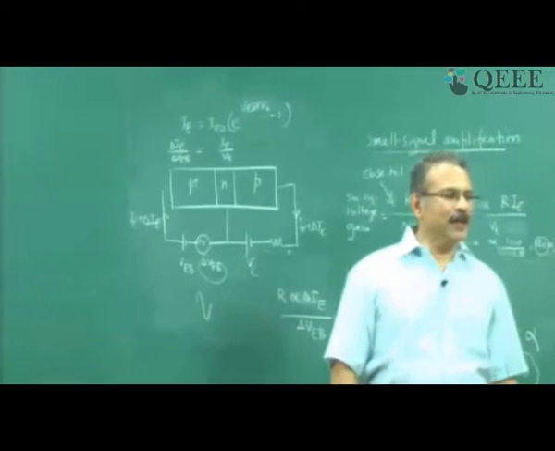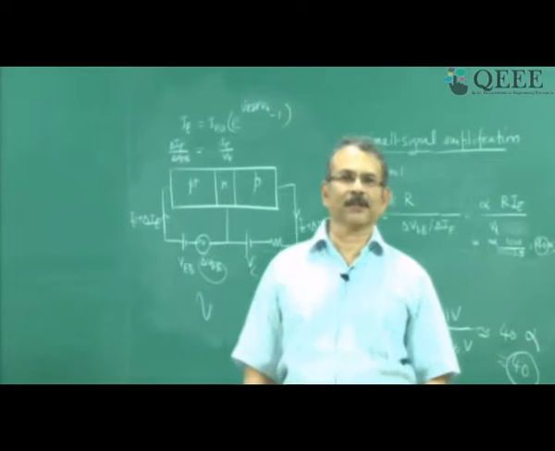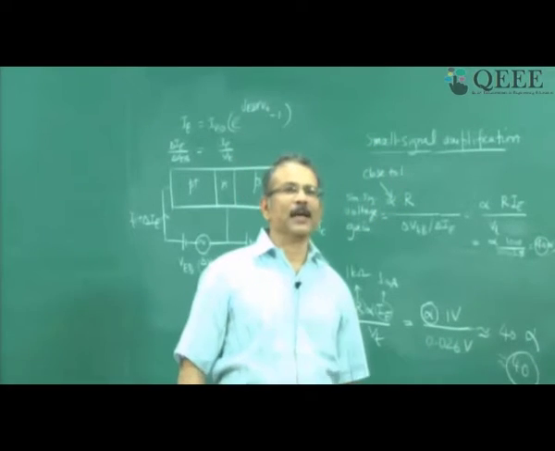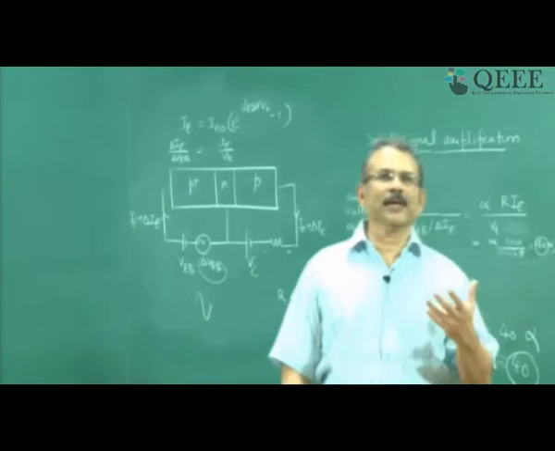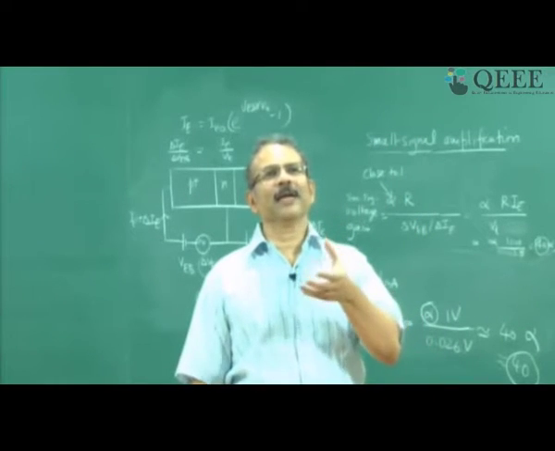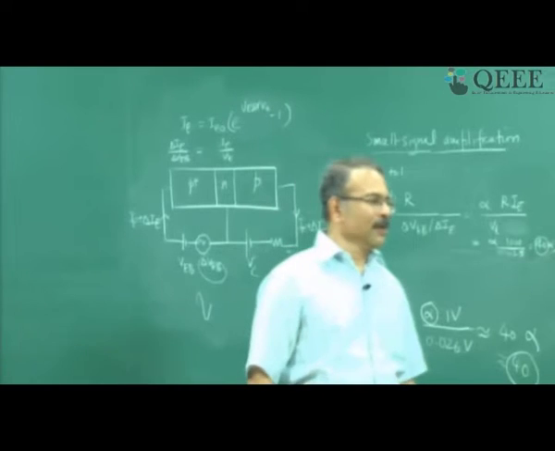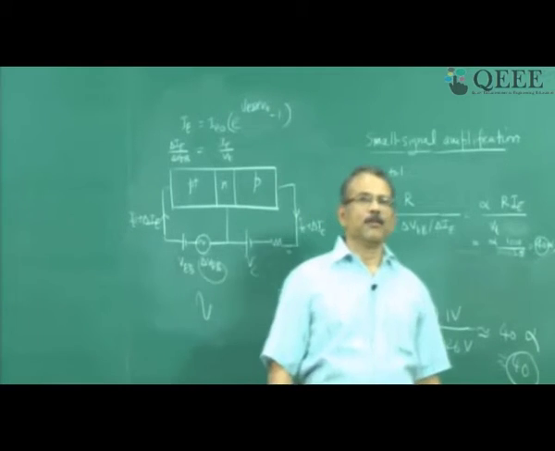So I will go to the metal oxide semiconductor field effect transistor. Let us explain very simply how this device works. So far we have explained how bipolar junction transistor works and how it gives rise to amplification. Now we will explain MOSFET.